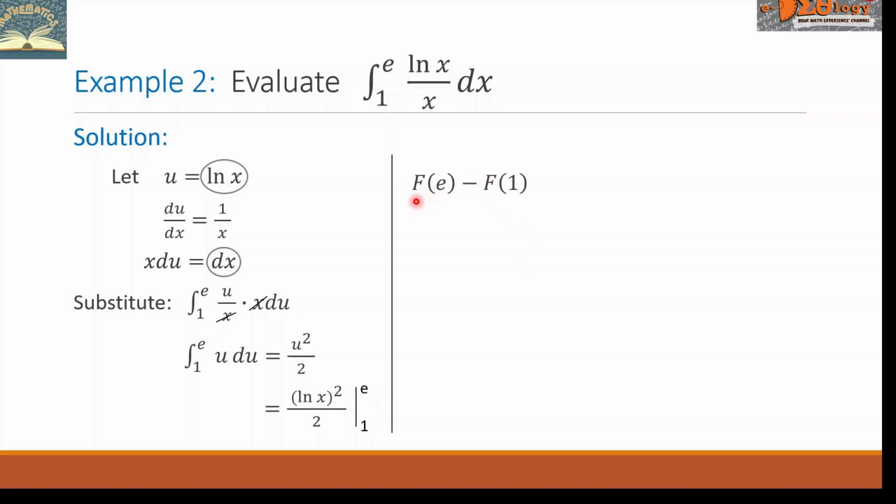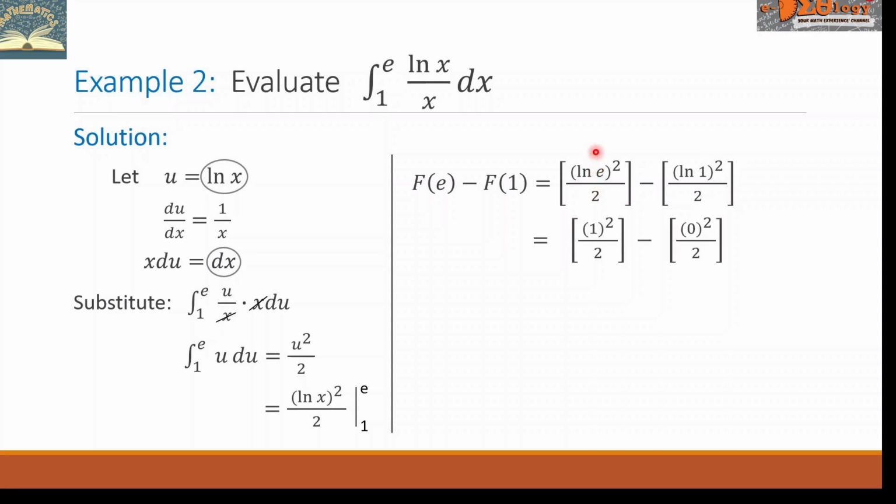That is our capital F of e minus capital F of 1. Substituting the values, we have now ln e squared over 2 minus ln 1 squared over 2. This ln e can be simplified as 1. This ln 1 can be simplified as 0. In the second fraction, 0 squared is 0, divided by 2 is simply 0. So we can cancel the second fraction. For the first fraction, 1 squared is 1 over 2. Finally, the answer is 1/2.